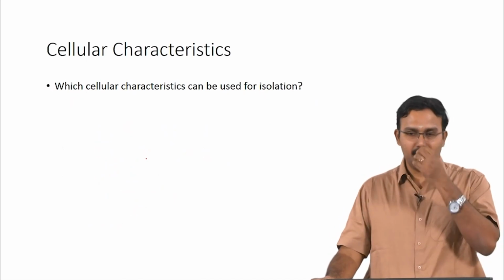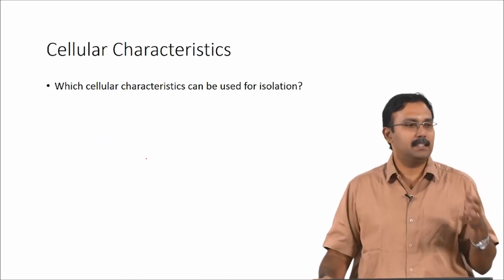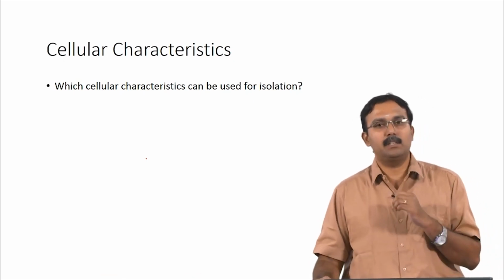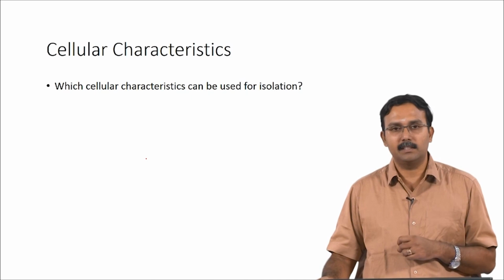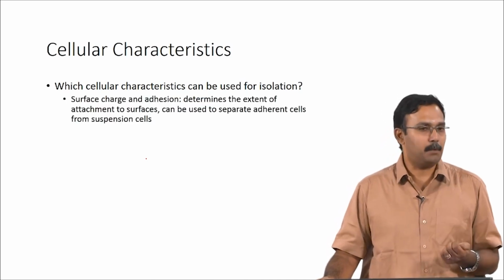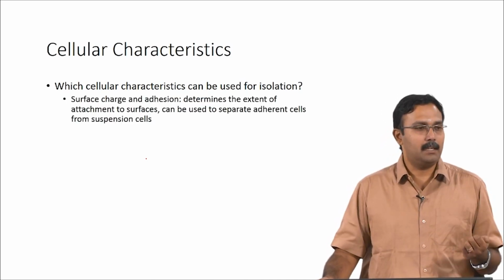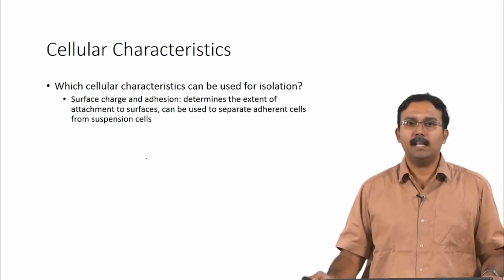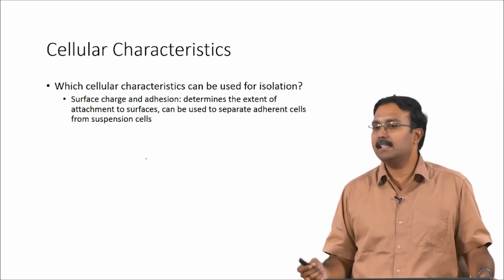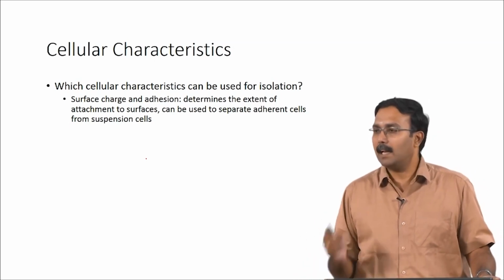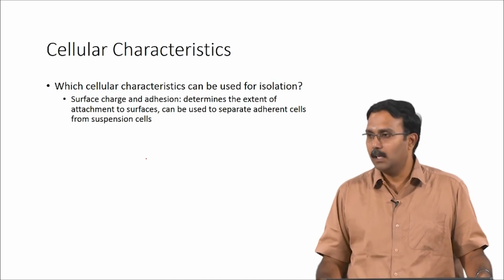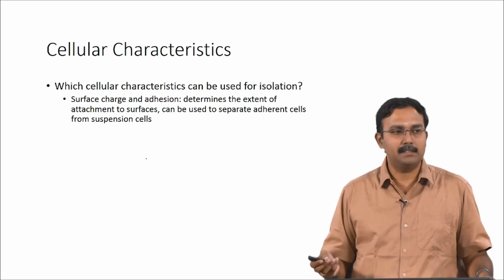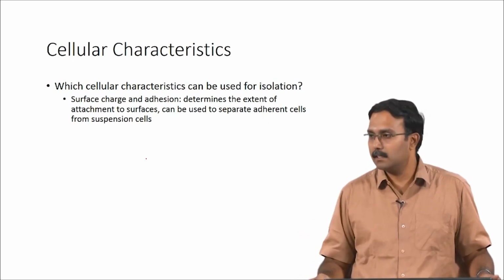Okay. So, the aspects like surface charge and surface markers would be the cellular characteristics which you are looking to use for isolation. So, surface charge and adhesion properties would be important because these determine the extent of attachment to a surface and can be used to separate adherent cells from suspension cells. So, there are cells which are suspension cells as well. Mammalian cells which can survive in suspension are there. So, these suspension cells can be separated from adherent cells, right.